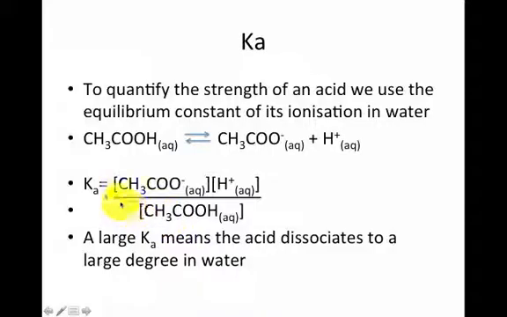If you've got big Ka, that means most of it is on the right hand side of the equation, therefore we've got a lot of H+ ions. It's dissociated a large amount. If you've got small Ka, that means it doesn't dissociate very much in water. Simple.